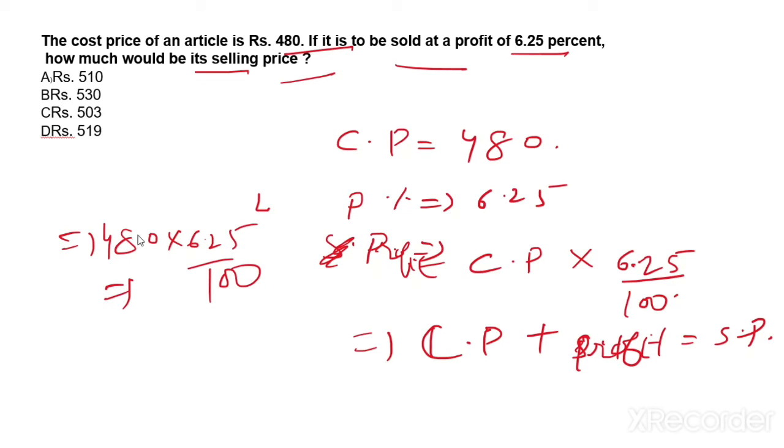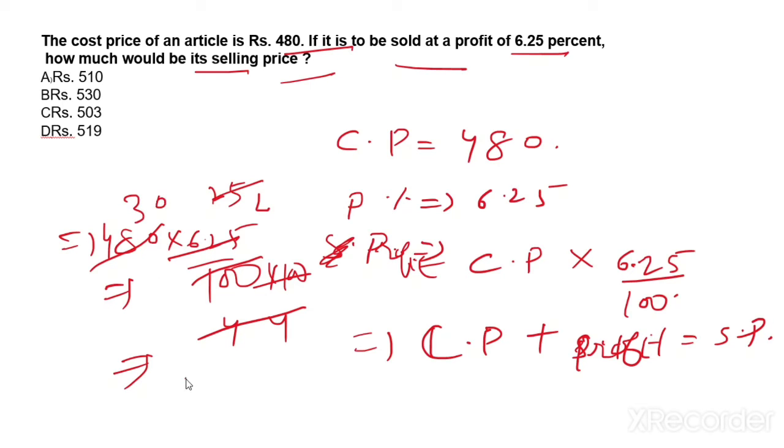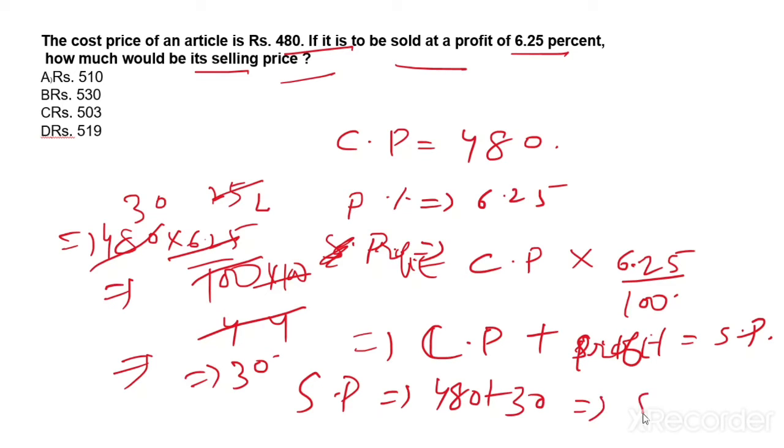Okay, and then we will add it into CP. It will be around 25.4 into 100, 25.4, 16.30, it will be 30 rupees 30. Okay, and when we have to find SP, it will be 480 plus 30, it will be 510 rupees.